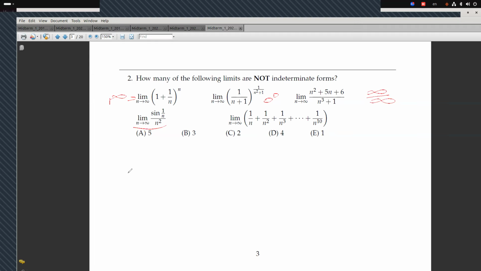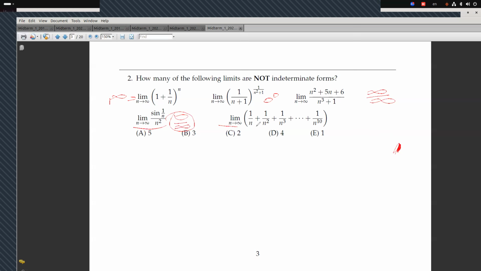Sine of 1 divided by n, it does not exist. Why not? 0 over infinity. Is it an indeterminate form? No, it's 0. So far we have one not indeterminate form.